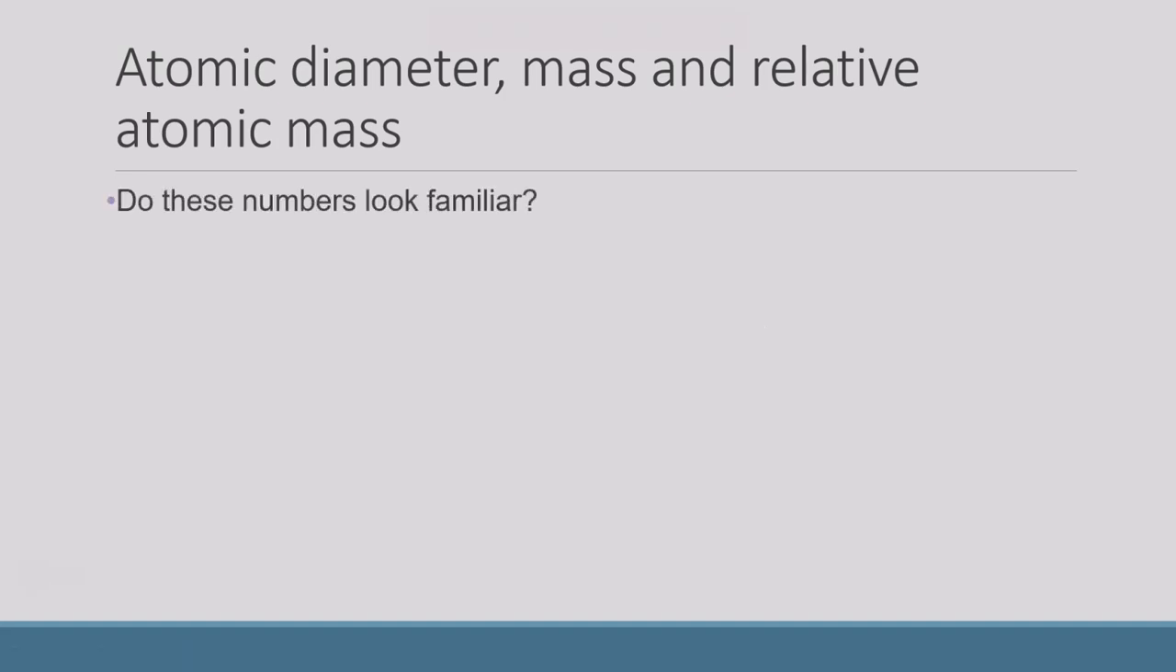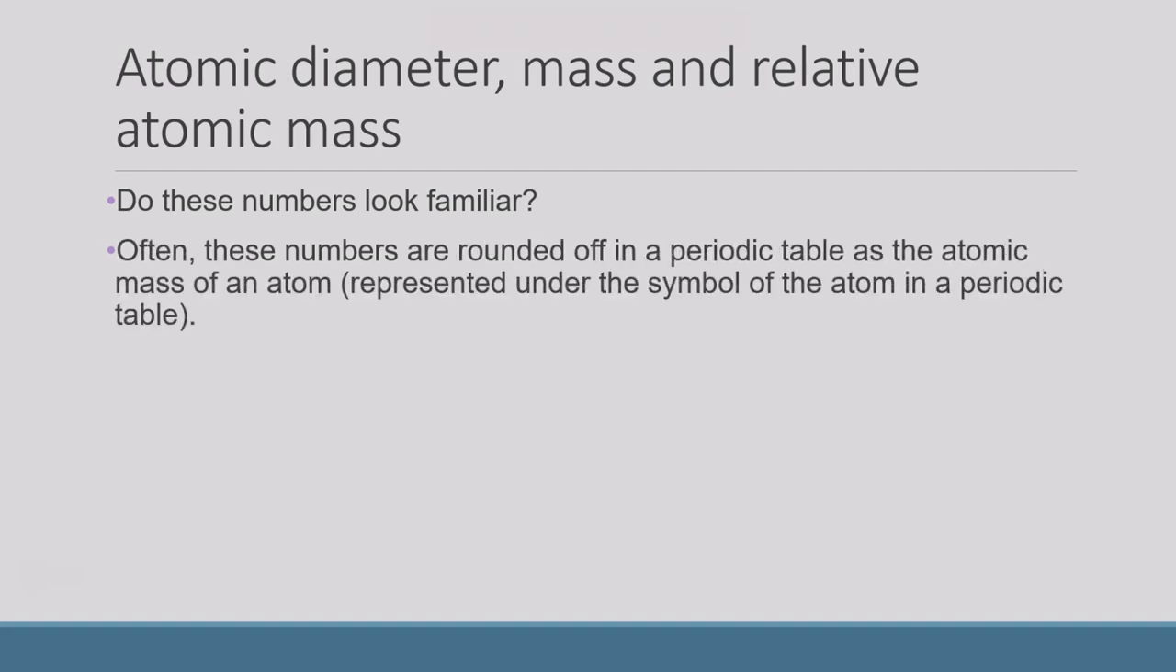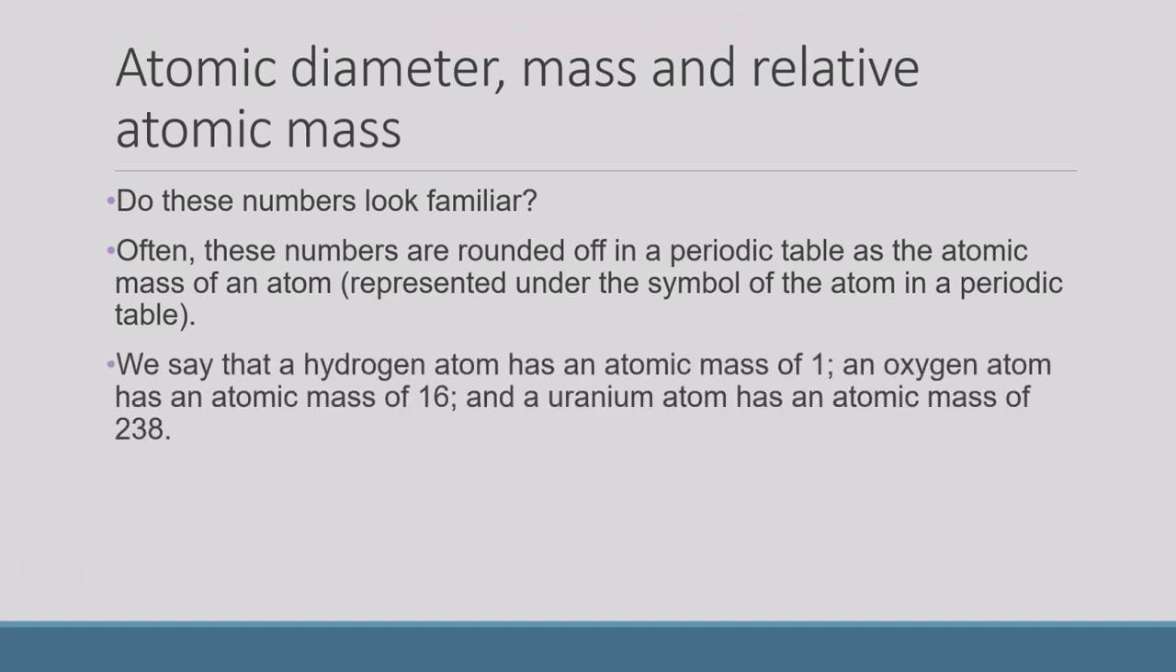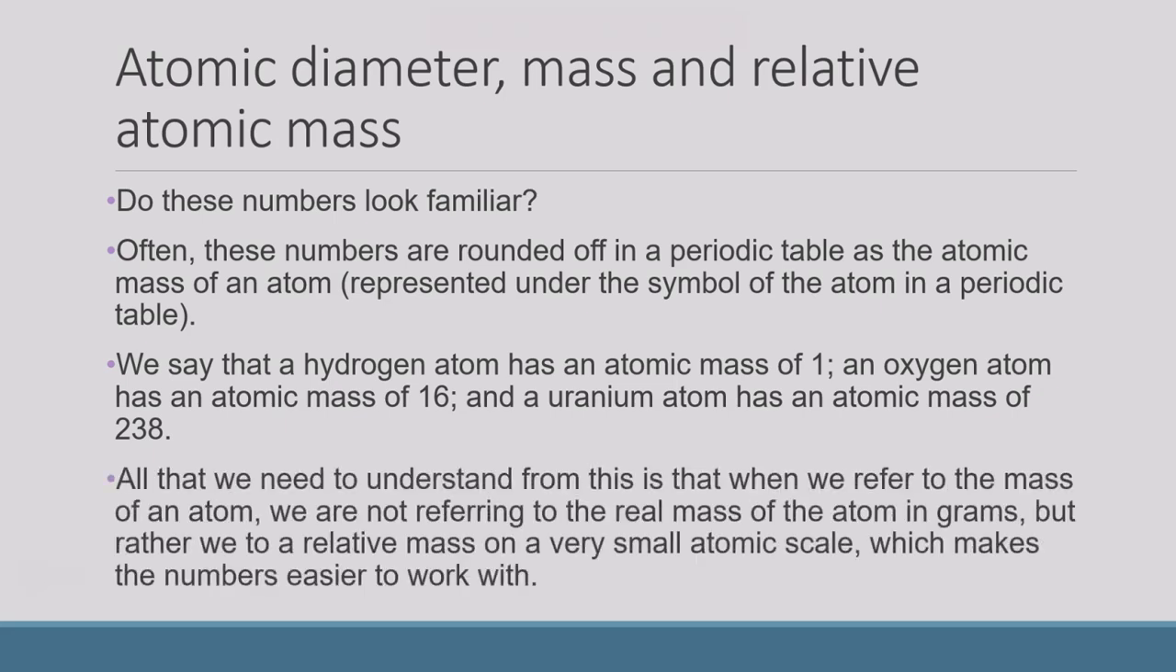Now, do these numbers look familiar? If you take a look at your periodic table, you'll see that the number below hydrogen is 1, the number below oxygen is 16, and the number below uranium is 238. So these numbers are usually rounded off in a periodic table as the atomic mass. It's not given as a number with decimal places, but rather as a whole number. So hydrogen has an atomic mass of 1, oxygen of 16, and uranium of 238 as per the periodic table.